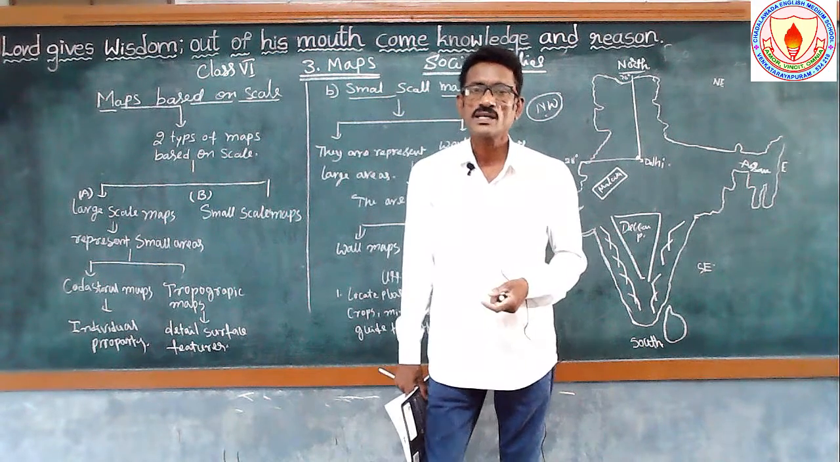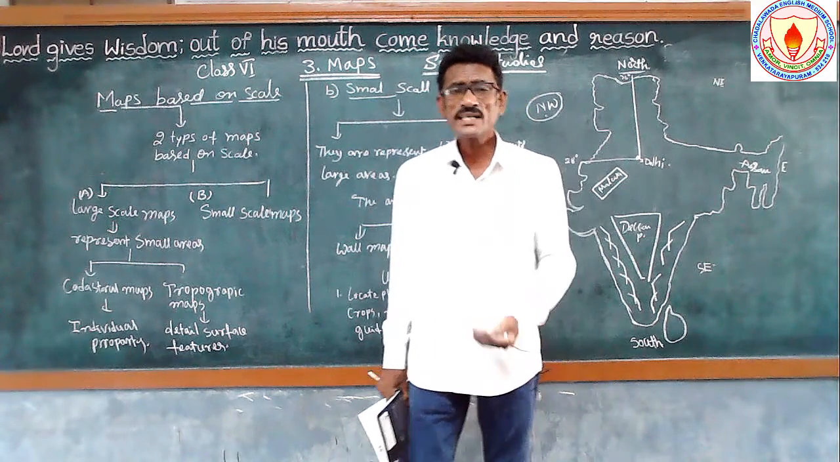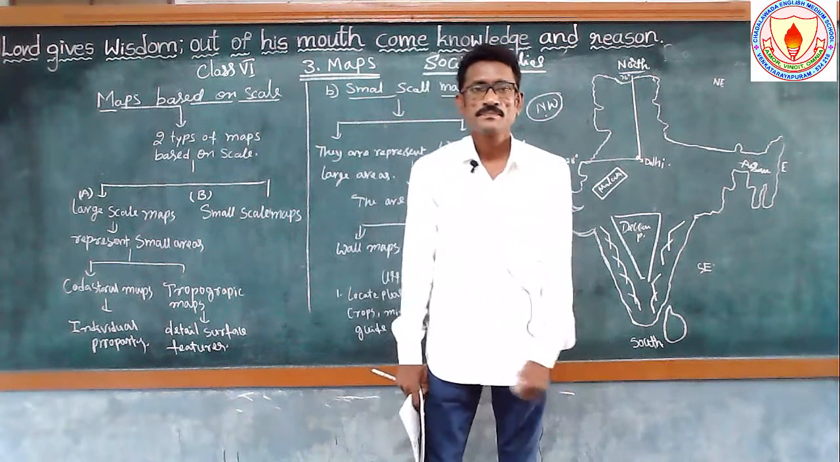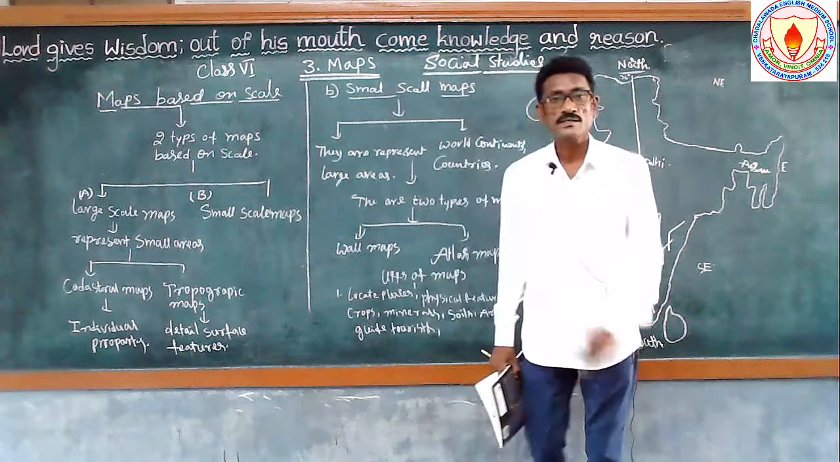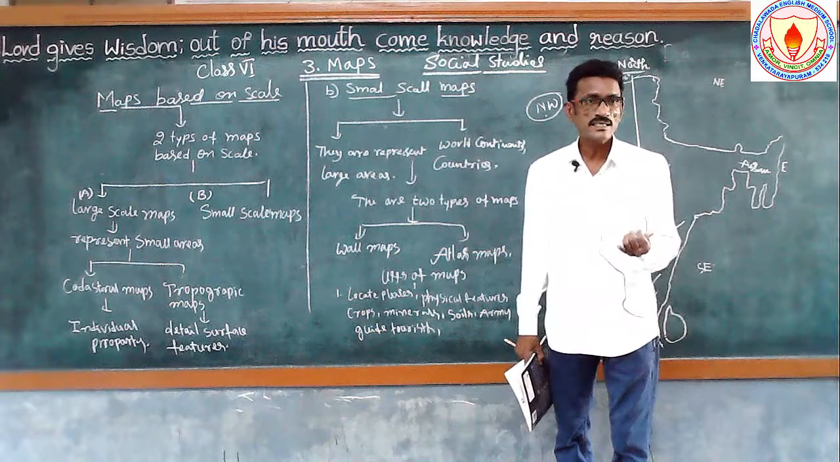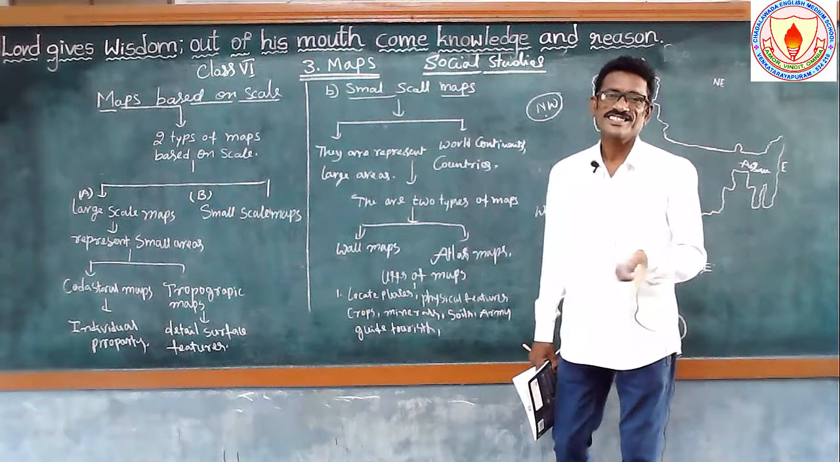Now I am going to ask a few questions about this lesson. What are the main components of the map? How many important components of the maps are there? See here, the main components are directions and scale, symbols and colors. Okay, thank you.